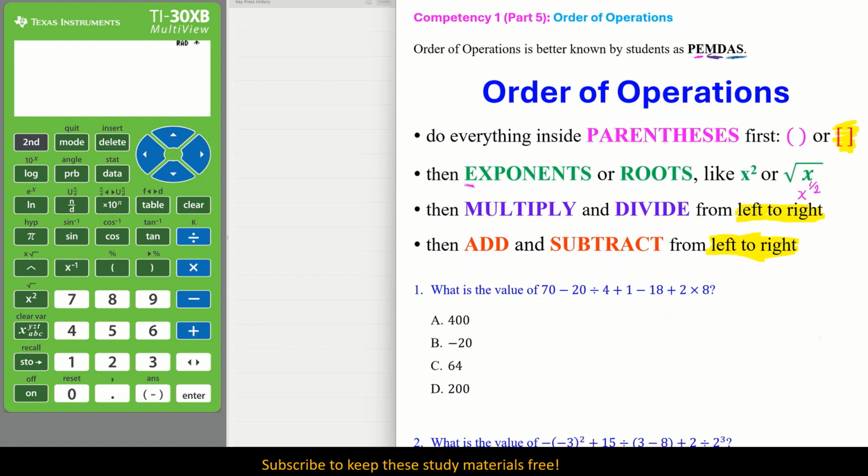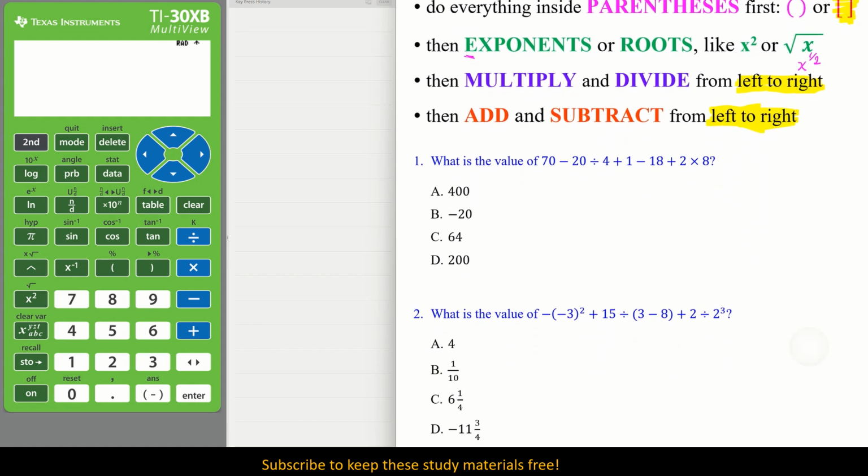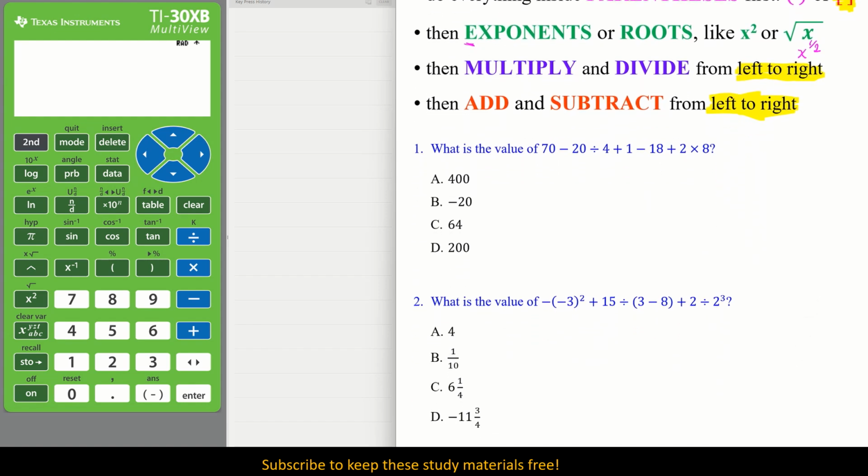So let's look at number 1. Number 1 says, what is the value of 70 minus 20 divided by 4 plus 1 minus 18 plus 2 times 8? Sure, I could pencil this out, but I'm not going to. Our calculator handles that order of operations. We don't have to worry about any of this on testing. Now, if you want to do it by hand first, great. Stop the video, do it by hand, and then let's put it in our calculator to verify.